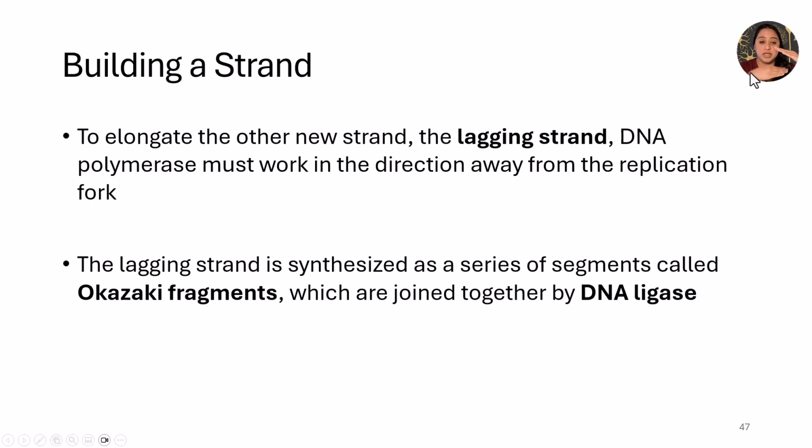So to elongate the other new strand, the lagging strand, DNA polymerase has to work in a direction away from the replication fork. So it's moving in the opposite direction instead of moving in the same direction as the fork. The lagging strand is built in a series of segments called Okazaki fragments, named after the person who discovered them. They're built in little fragments and then joined together by an enzyme called DNA ligase. So it puts it all together.